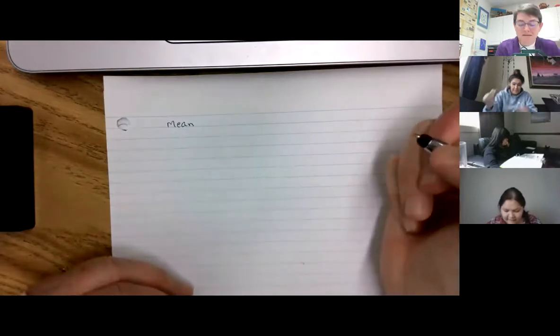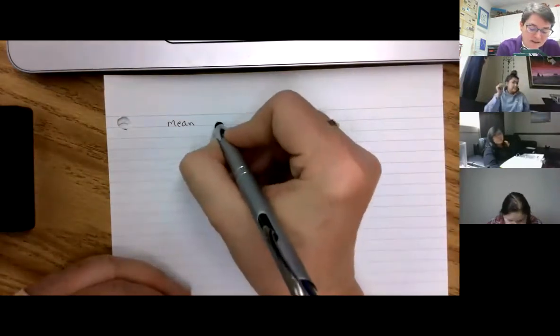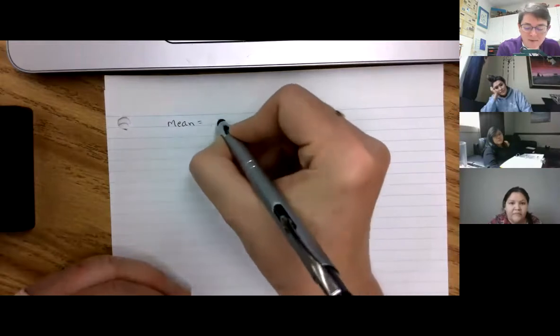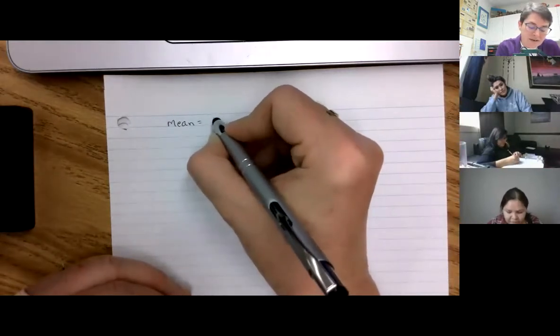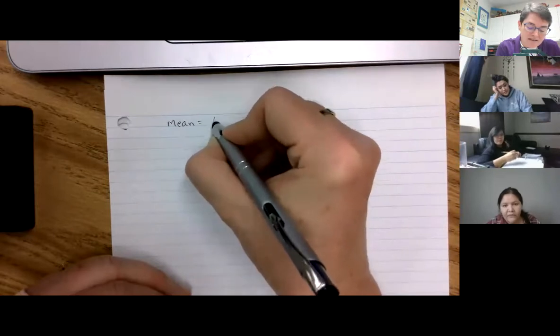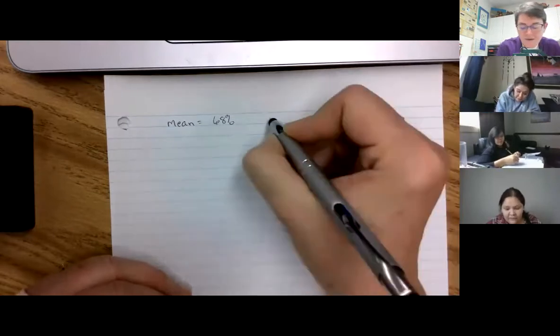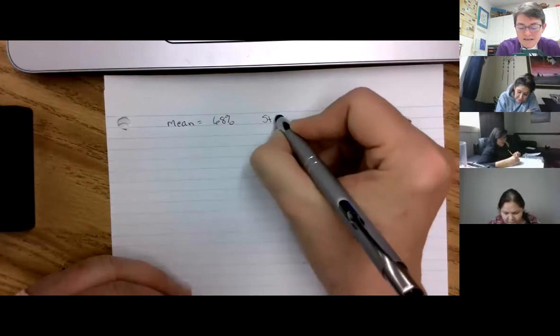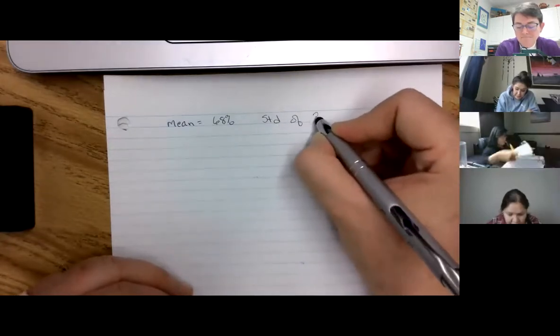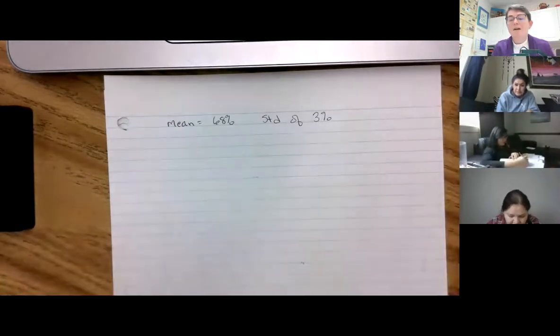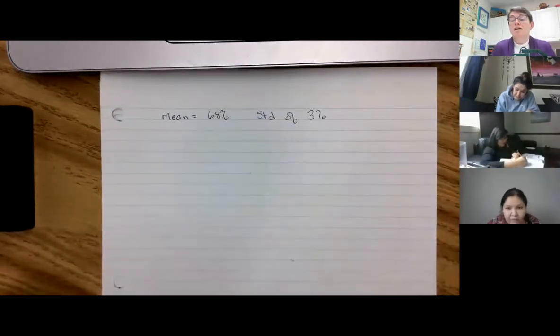What are we going to talk about? You know what? I'm just going to use marks. So the mean math mark, if I took the average of class right now, I have no idea. So I'm going to say it is 68% with a standard deviation of 3%. I would like you guys to draw the curve for me. Draw and label the curve.